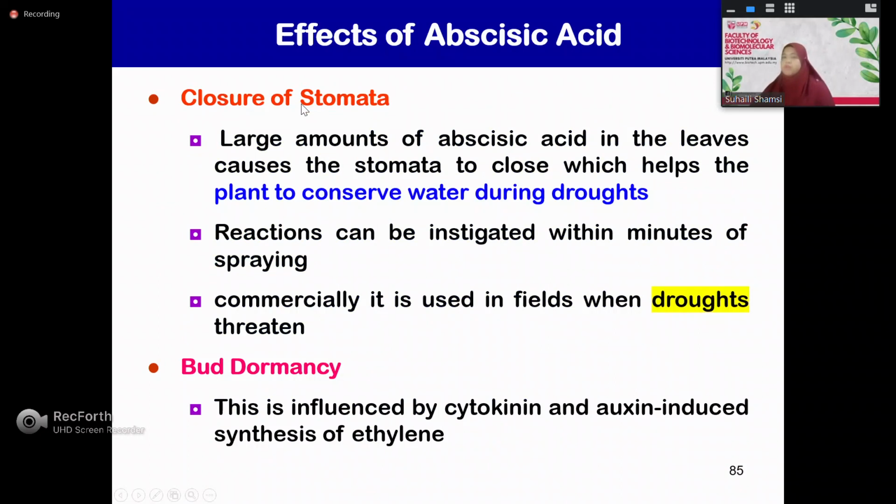So closure of stomata in extreme conditions, in high temperature, high heat, or intense sunlight. A large amount of abscisic acid in the leaf causes the stomata to close, which helps the plants to conserve water during droughts. The reaction can be instigated within minutes of spraying. Commercially, it is used in the field when drought threatens.